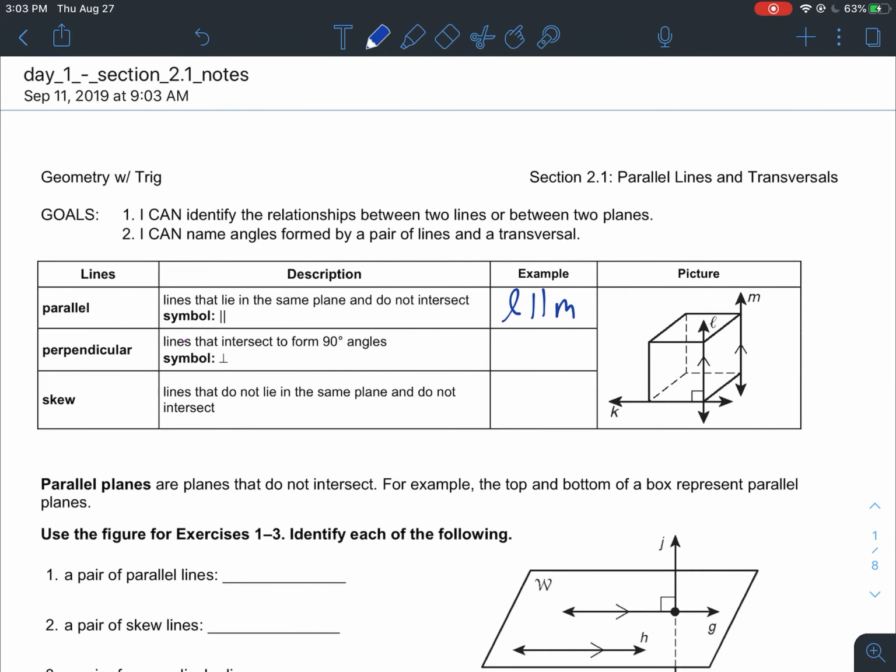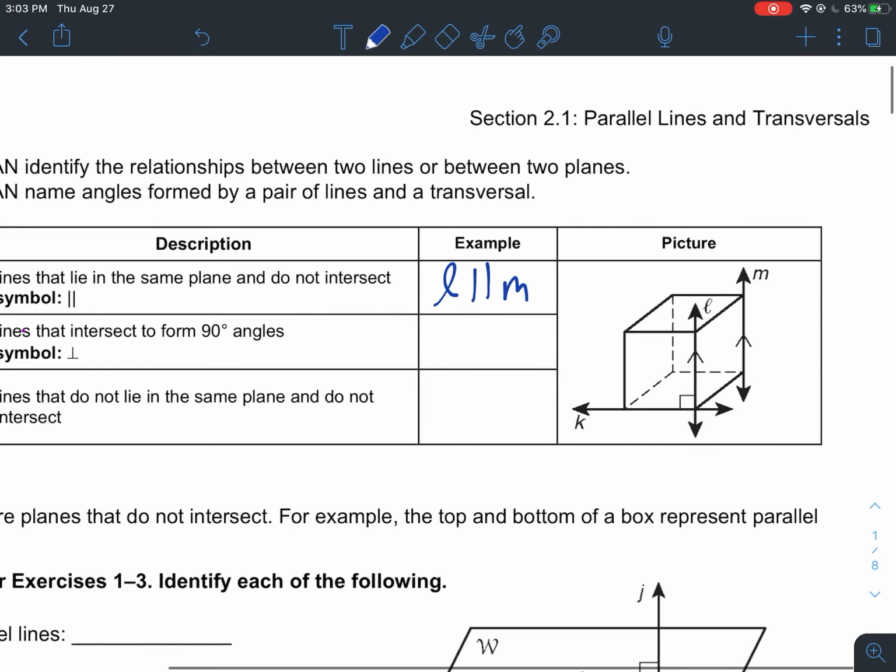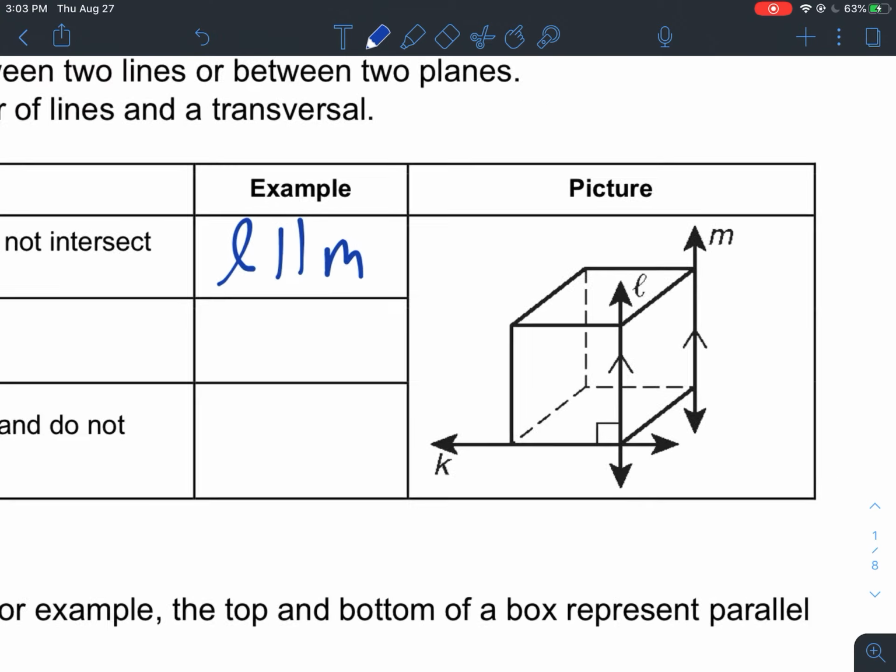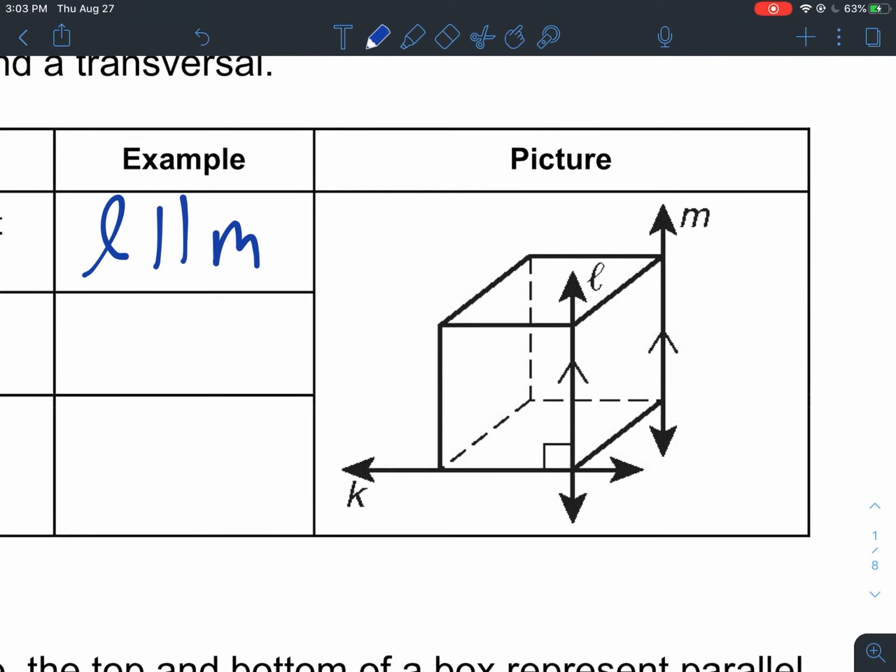Perpendicular. Perpendicular lines are two lines that intersect and form a right angle. They form 90-degree angles. A new symbol there looks like an upside down T. So which two lines here are perpendicular? That would be L and K. So we would write K is perpendicular to L.